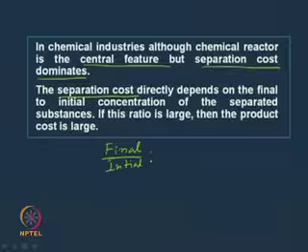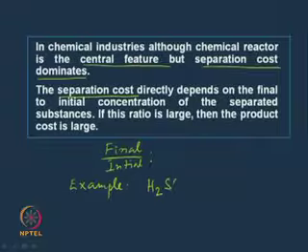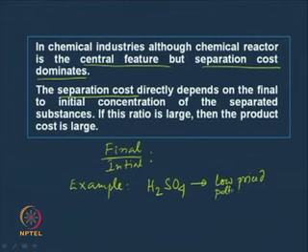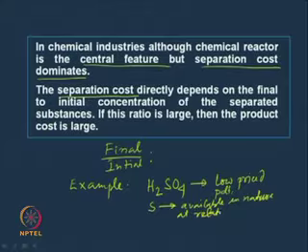For example, we see sulfuric acid. This is a low price product because sulfur is available in nature at relatively high concentrations.